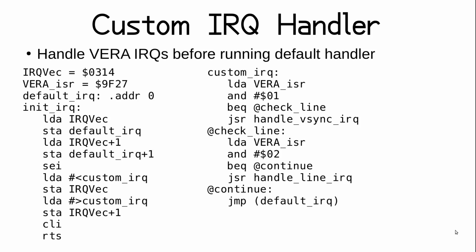We don't need to do an RTI here, as that will happen after the jump once the default handler is complete and gets the stack back in order. You would also want to have more code to restore the default IRQ handler to the original RAM vector before your program exits, but that would be just like the enable NMI subroutine we saw earlier.